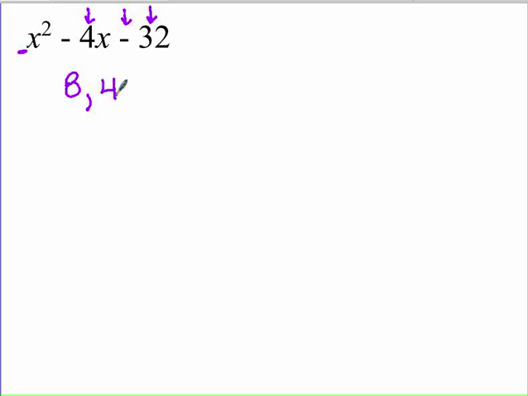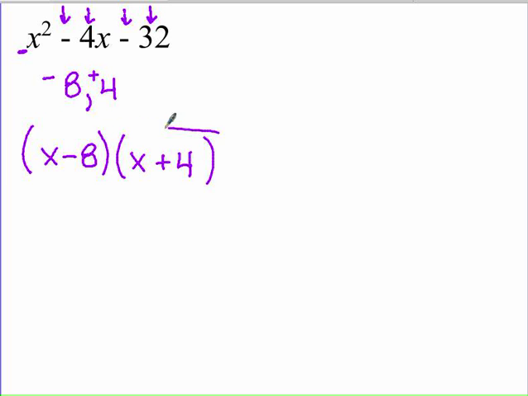And so then remember, I now look at the negative. How do I get a negative 4 from 8 and 4? Negative 8, positive 4. So then now I've got two quantities. What will go first in each of those quantities? X. What will go next? Negative 8 and positive 4. And there you go. So when that first term is a 1, that makes your life a lot easier.